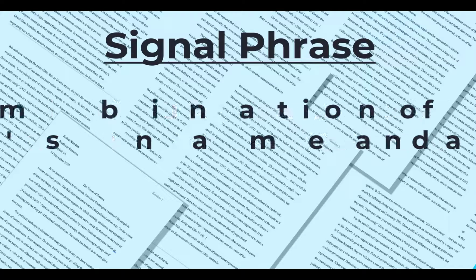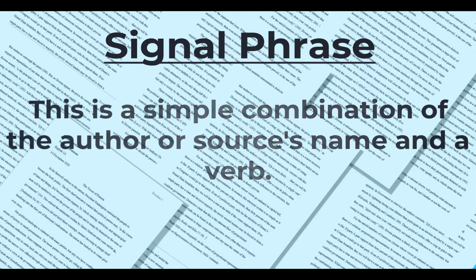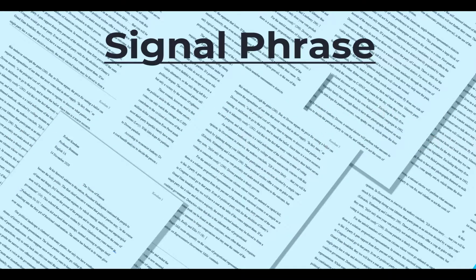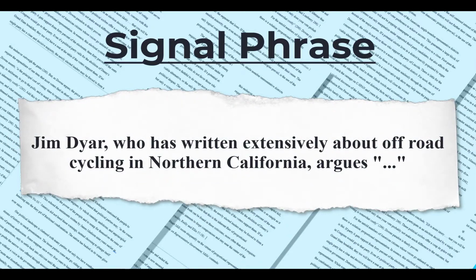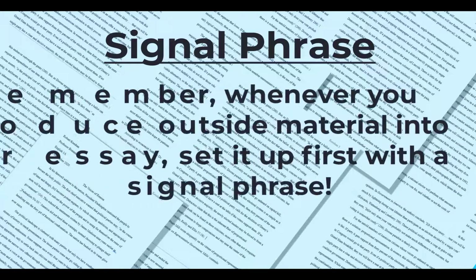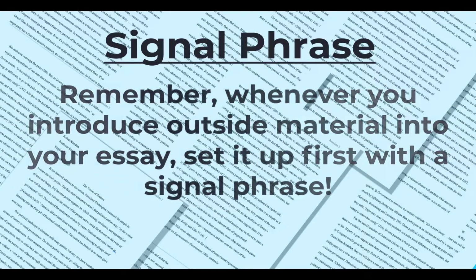A signal phrase is simply the author's name coupled with a verb. Verbs such as writes, argues, or insists. For instance, a signal phrase preceding a quotation might look like this. Jim Dyer, who has written extensively about off-road cycling in Northern California, argues. Notice the use of the author's name, their credentials, in this case that they have written extensively about off-road cycling, and then the verb argues. Remember, whenever you introduce outside material into your essay, set it up first with a signal phrase.